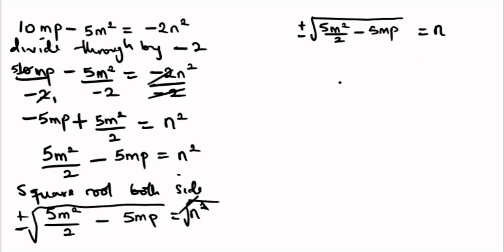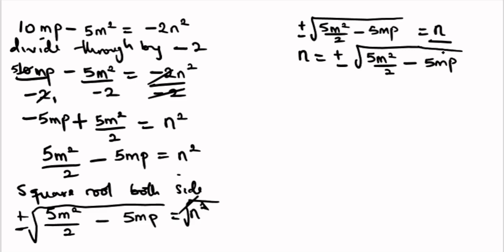So it isn't advisable to leave our answer like this. Let's take the letter n to the left hand side. It becomes n equal to plus or minus roots 5m squared over 2 minus 5mp. So this is what we'll have, making n the subject of formula. So this is the answer for question I. The next thing for question II is that we should solve this expression when p is equal to 14 and m is equal to minus 8.